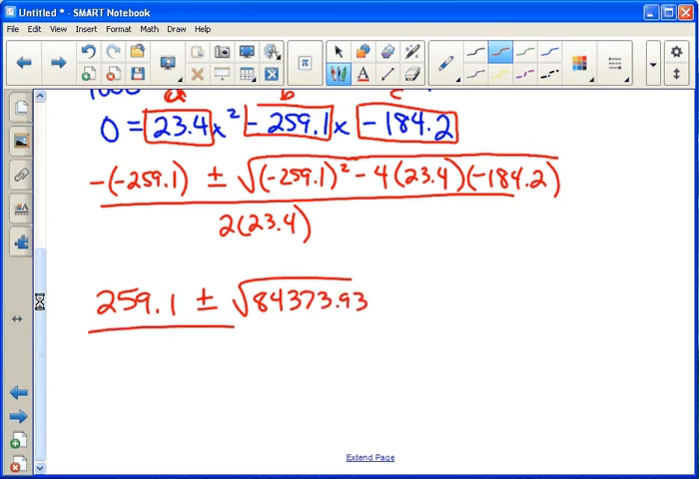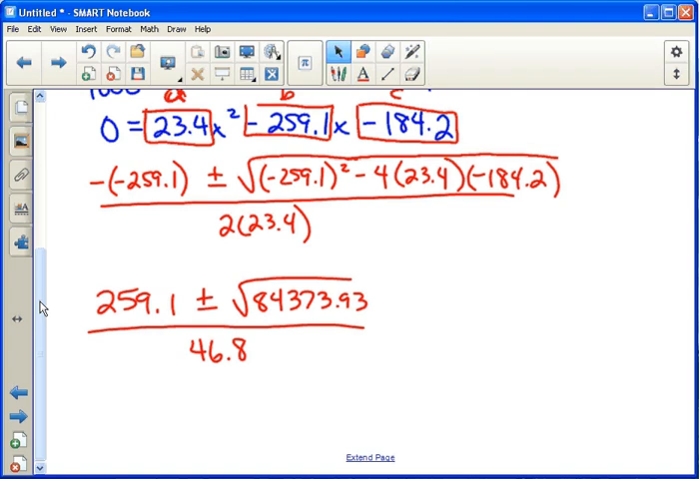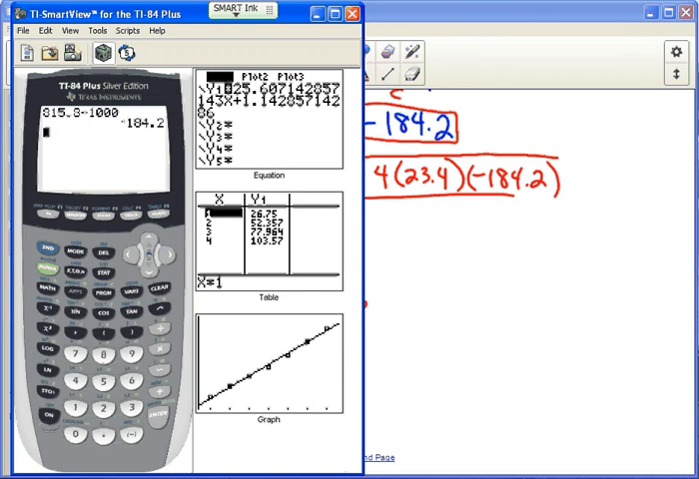Since we're looking for an actual year, an actual number, we don't want to simply leave it like this. We want to actually find the number. So remember, this is really two answers in one, because we've got 259.1 plus all that stuff, and 259.1 minus all that stuff. So I'm just going to plug this in my calculator.